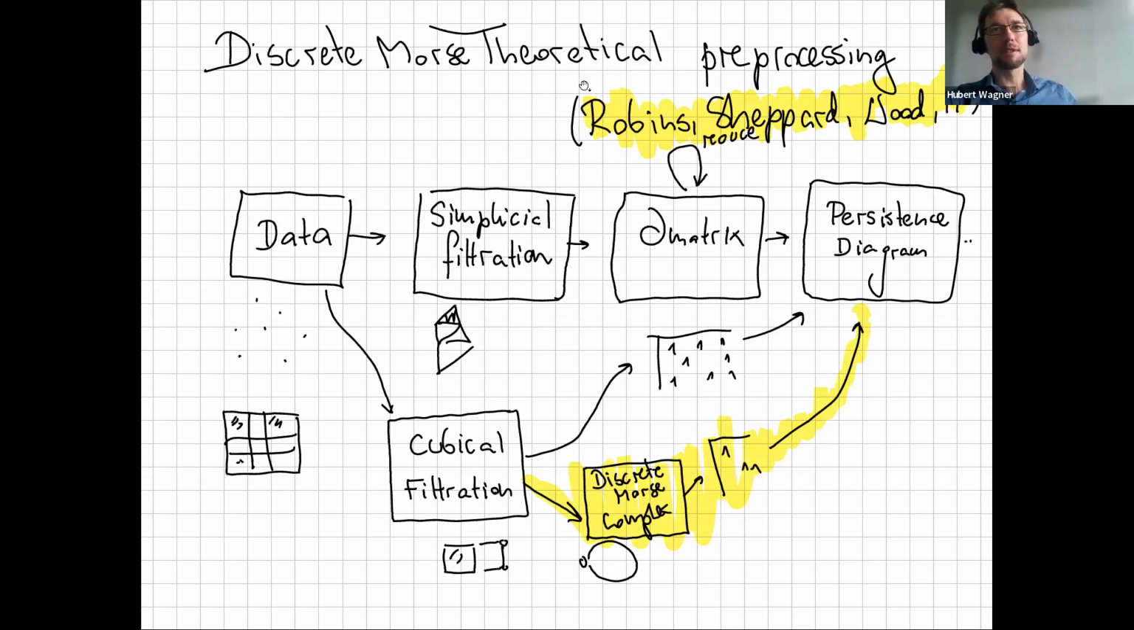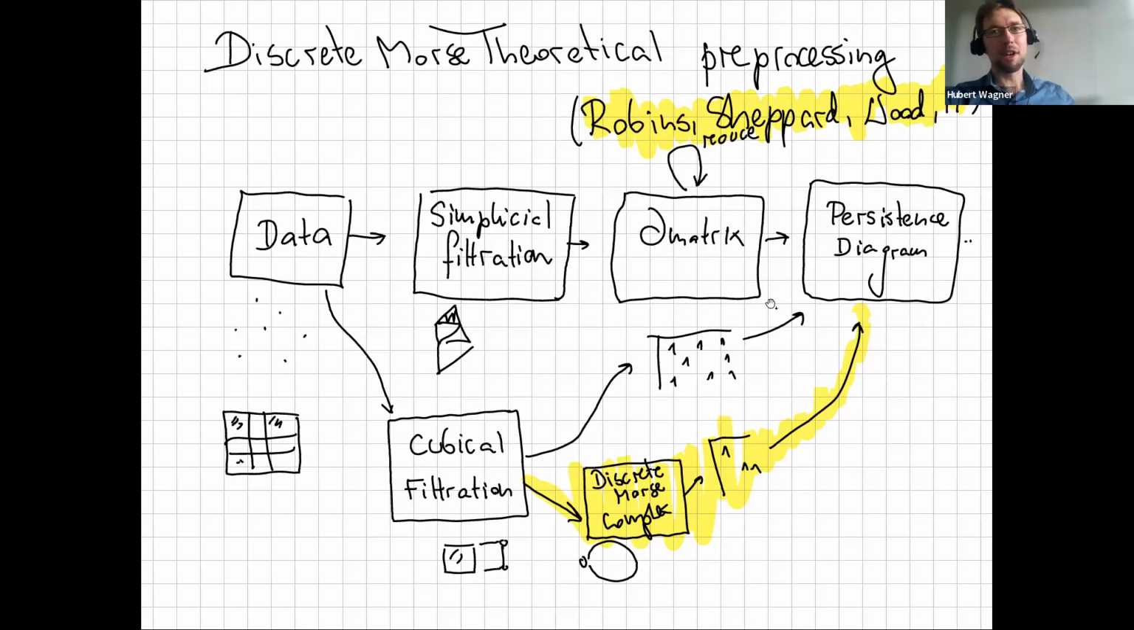So this can be done with discrete Morse theory. This approach was proposed by Vanessa Robbins and collaborators in 2011. So the idea now is that instead of producing the boundary matrix out of our cubical filtration right away, we will simplify it using discrete Morse theory, and then produce a hopefully much smaller boundary matrix, which still gives us exactly the same persistence diagram.